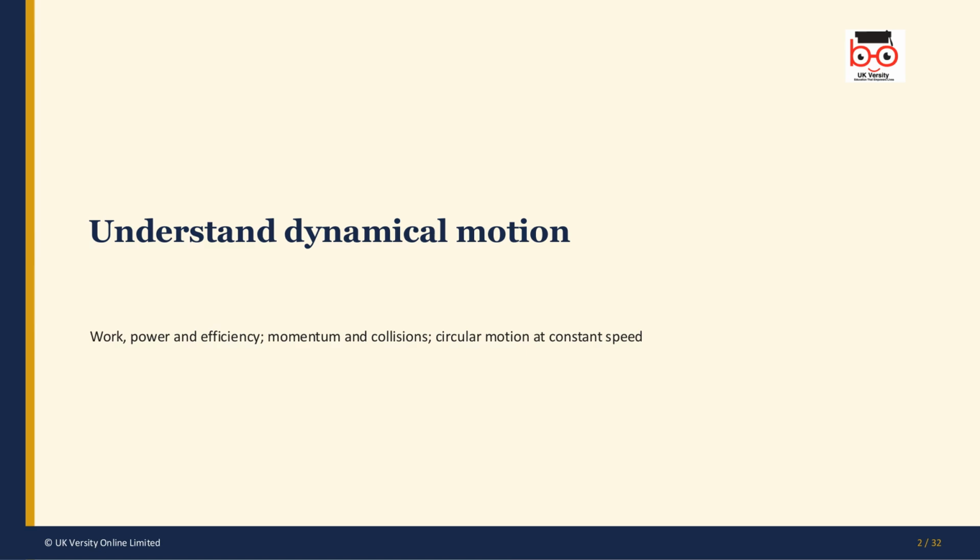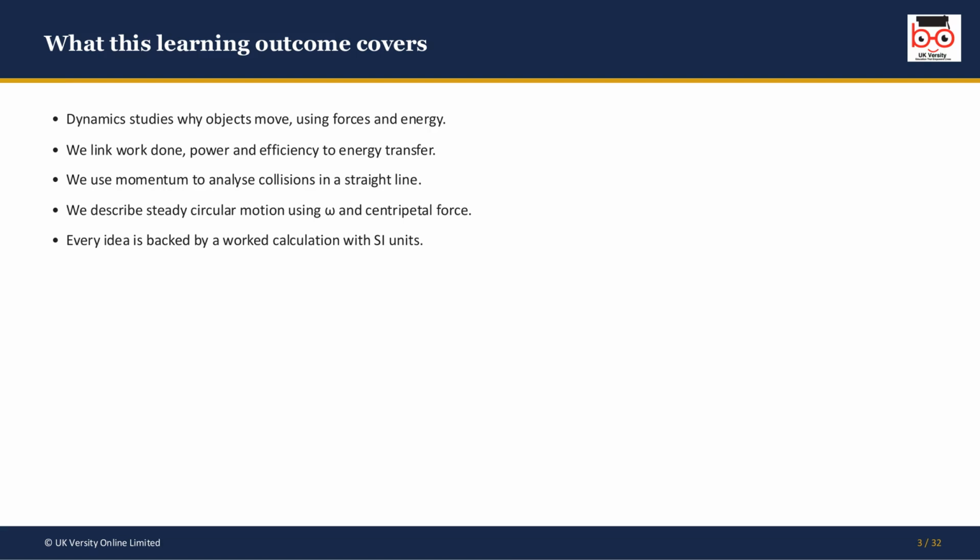In this first outcome, we turn to dynamics, the study of why things move. We'll link work, power, and efficiency to energy, use momentum to make sense of collisions, and finish with objects going round in circles at a steady speed. Let's make a start. So, what's the plan for this outcome?